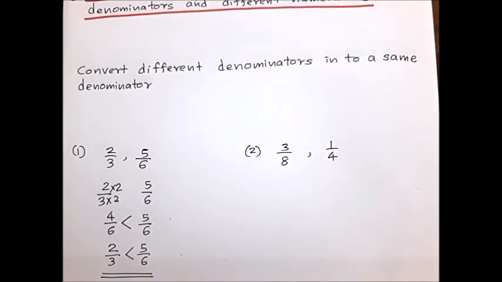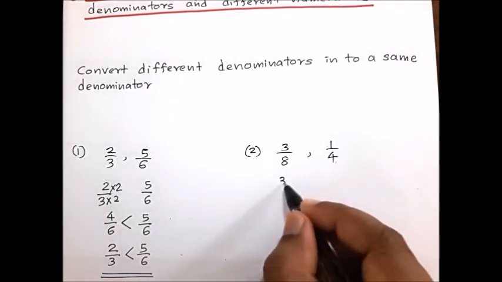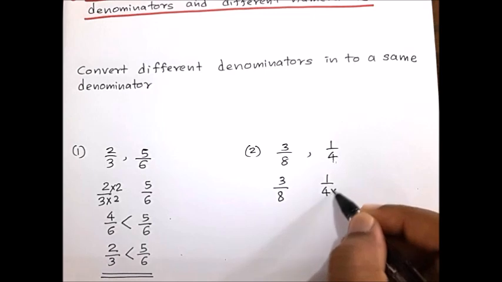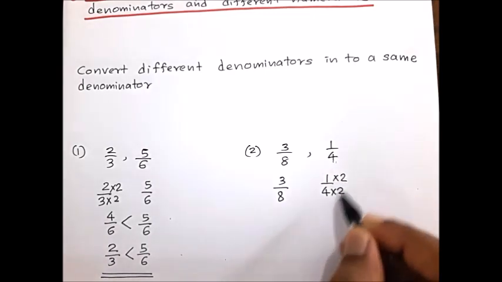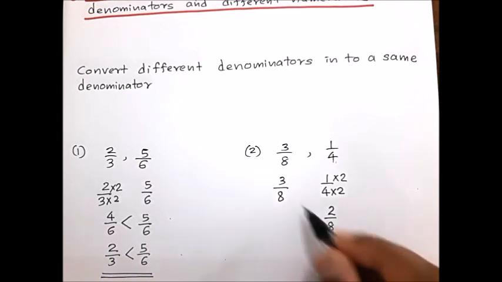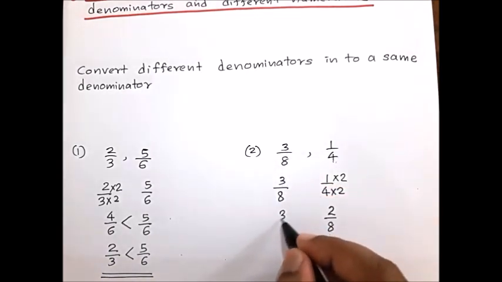Now look at second example. Numerators are different, denominators are different. I am going to convert these denominators into the same number. Here 8. You can convert this 4 into 8 by multiplying it by 2. Write 3 over 8 same and multiply the second fraction by 2. 1 multiplied by 2, 2. 4 multiplied by 2, 8. This one same. Write 3 over 8.